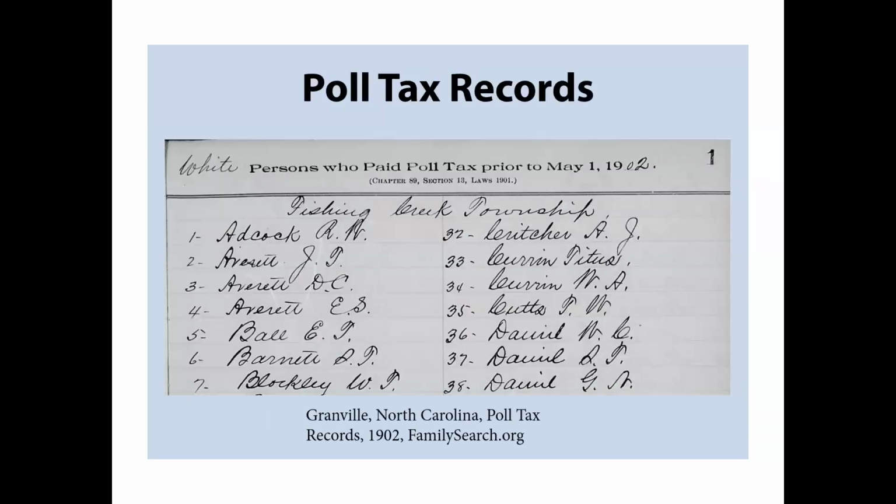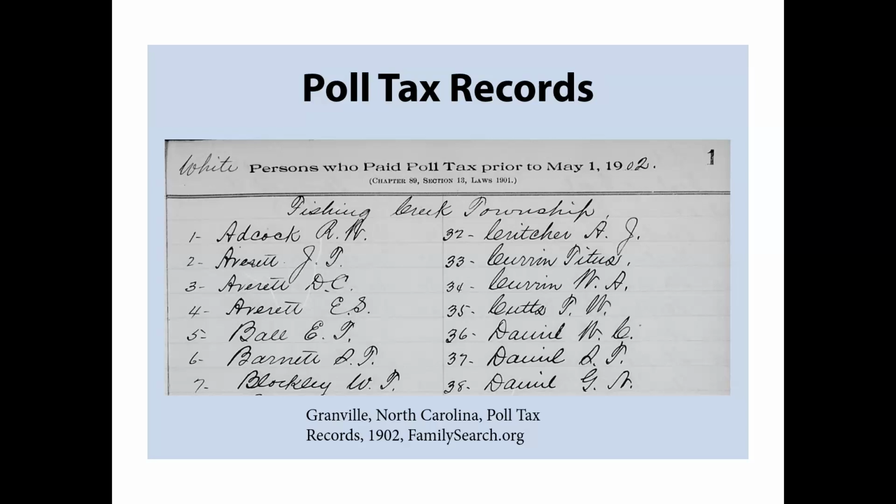Poll tax records are also another form of voter record because while they are a tax record, they have a very close connection to who is actually eligible to vote. So you want to look into the poll tax records to see if your individual is listed because that will help you then to find them in the corresponding voter records if they're available.